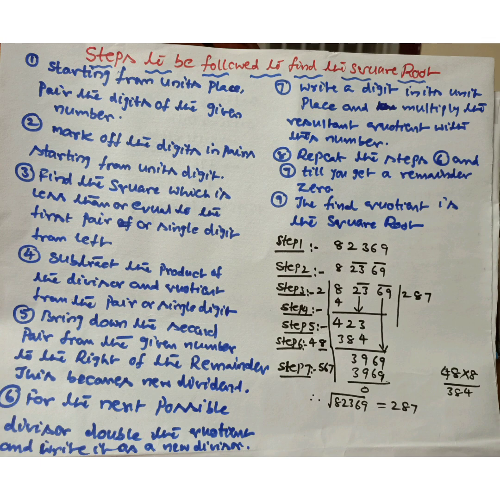Therefore, it becomes 3969. So, double the quotient 28. Therefore, it is written as 56 in the new divisor. By the side of 56, let us write 7 in the units place of the quotient and the divisor. Therefore, 7 into 567 is equal to 3969. Therefore, what is the difference here? 0. Therefore, we can observe that the square root of 82,369 is equal to 287. The final quotient itself is the square root of the given number.